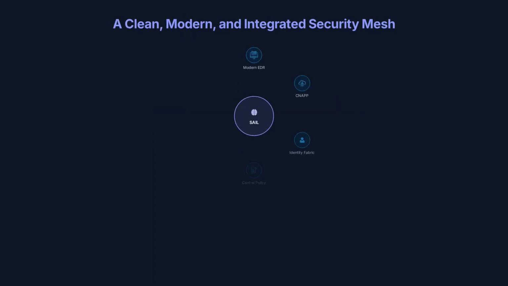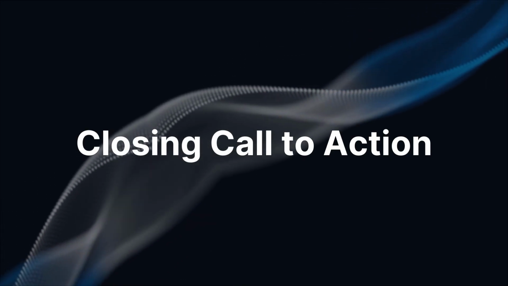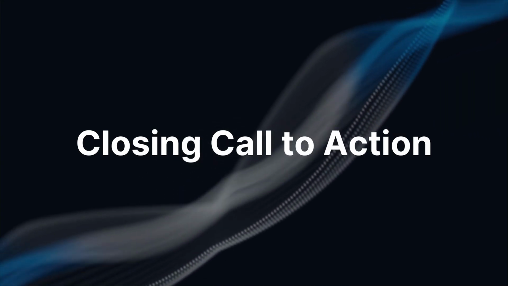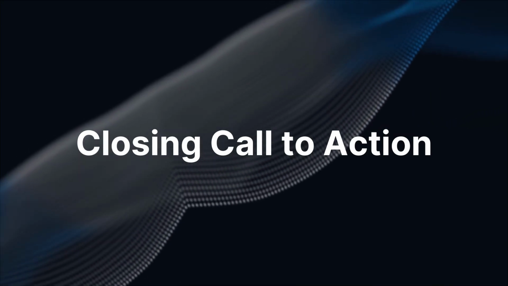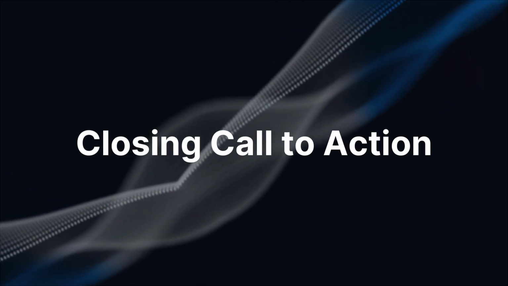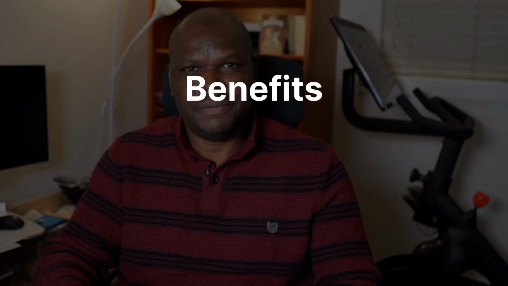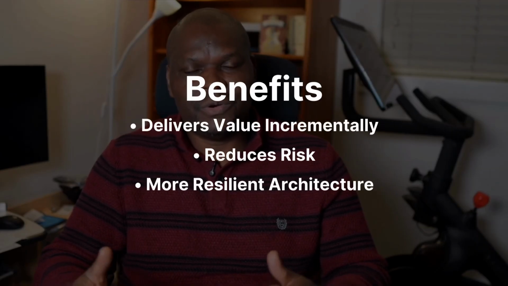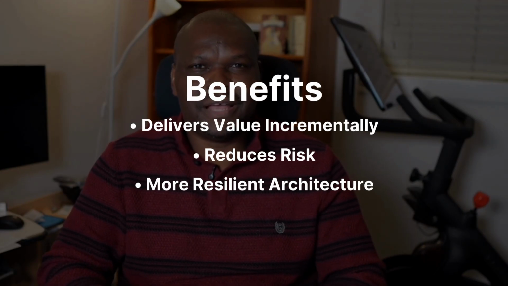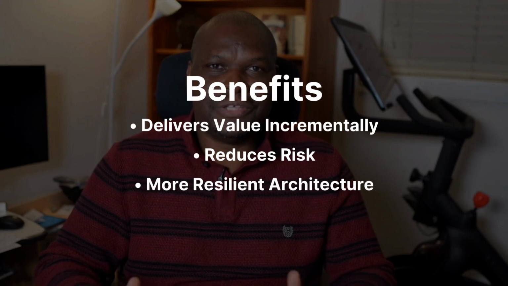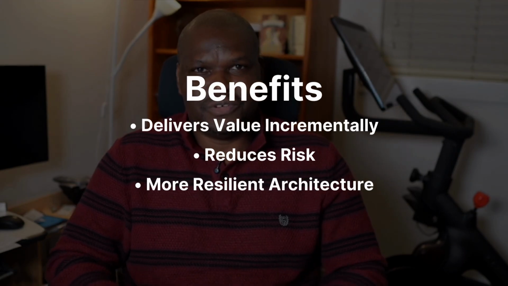The old, inefficient parts of your architecture have been safely pruned away, and you're left with a clean, modern, and integrated security mesh. The Strangler Fig Pattern is the practical, realistic answer to the question, how do I get there from here? It's a strategic approach that embraces the complexity of modern enterprise environments. It provides a safe path forward. It's not a quick fix. It's a multi-year journey, but it's a journey that delivers value at every step, reduces risk, and ultimately leads to a more resilient and manageable security architecture.